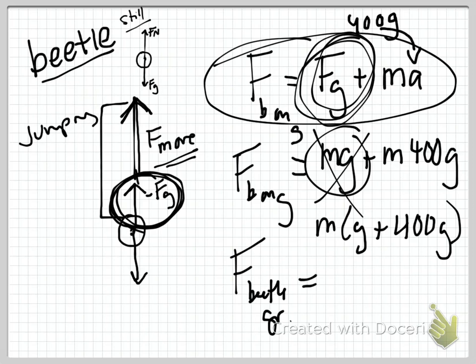So if we use that, it's 220 kilograms. Well, the force that the beetle is exerting on the ground is down, and the force that the ground is exerting on the beetle is up. Bob's a big boy. Bob is going very fast.